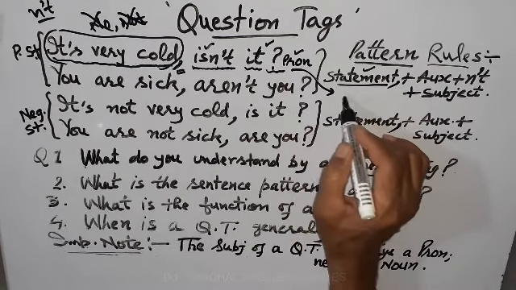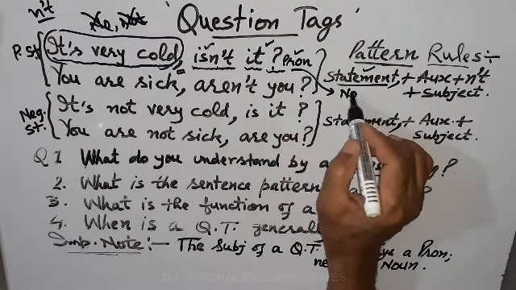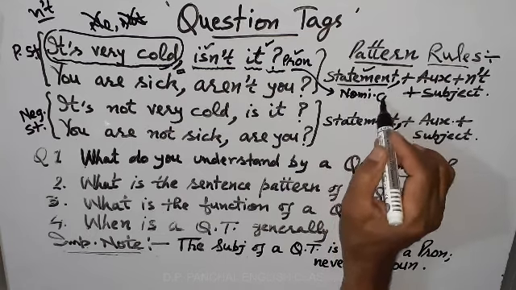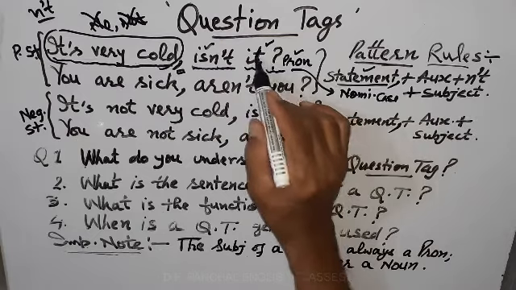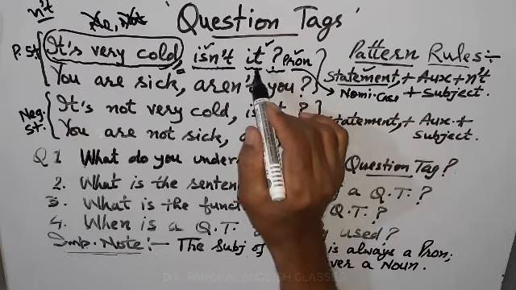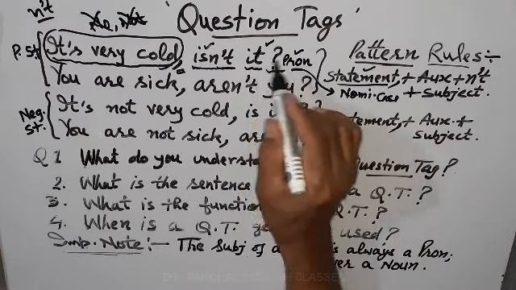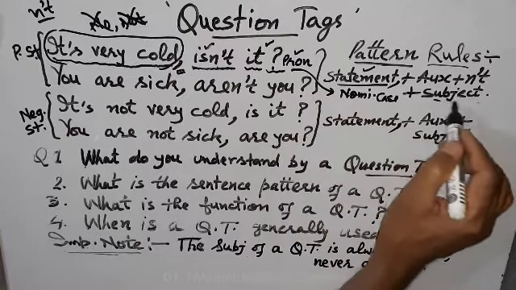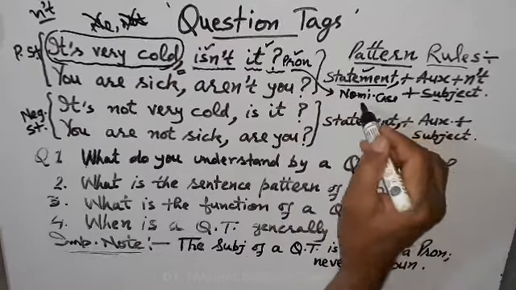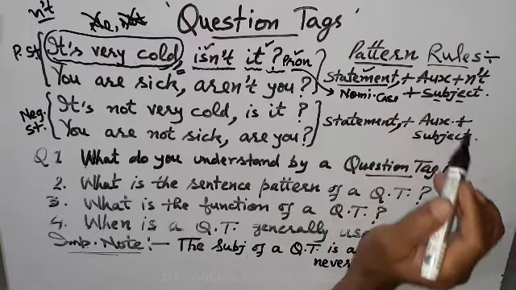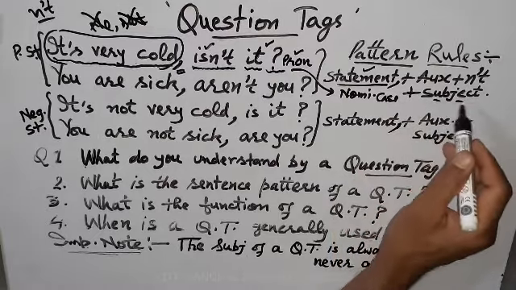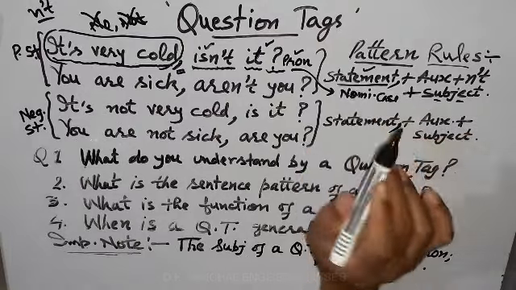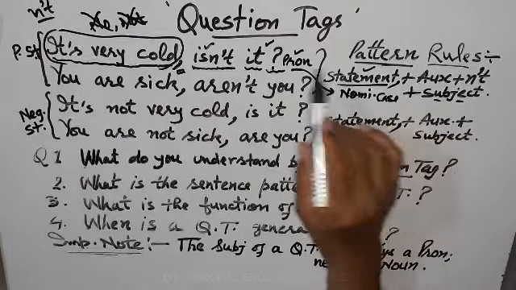One more feature is that the pronoun is also in the nominative case. If you can understand, this is nominative case. This is not possessive case. This is not objective case or accusative case. Subject is always in the nominative case. Subject is never in accusative case or possessive case. It is always in nominative case. Are you following my points?